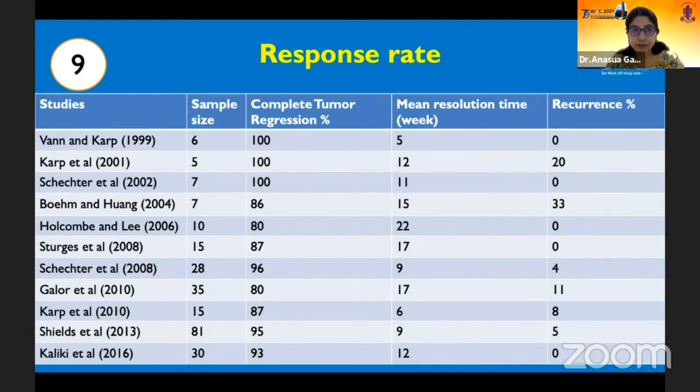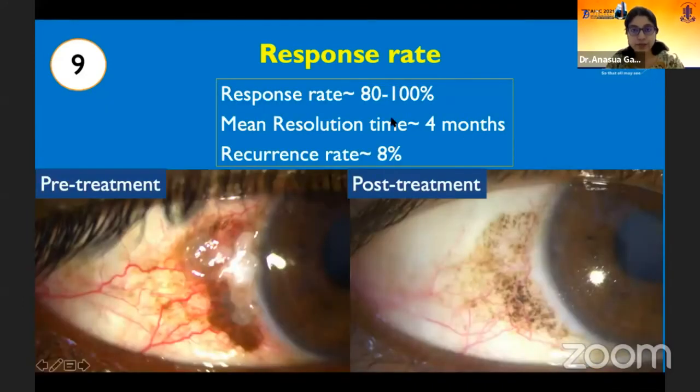So a literature review shows that the response rate is very good, 80 to 100% with immunotherapy, the mean resolution time being 4 months, and the recurrence rate is around 8%. As you can see in this patient, it's a one-eyed patient where it has resolved completely only on 3 cycles of interferon therapy.